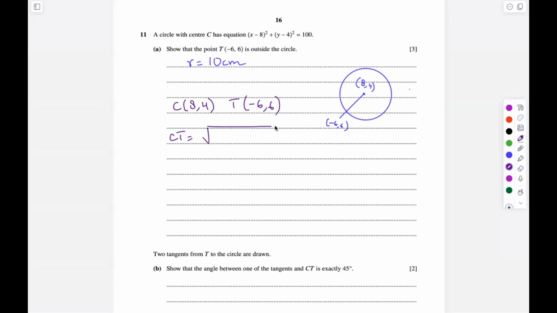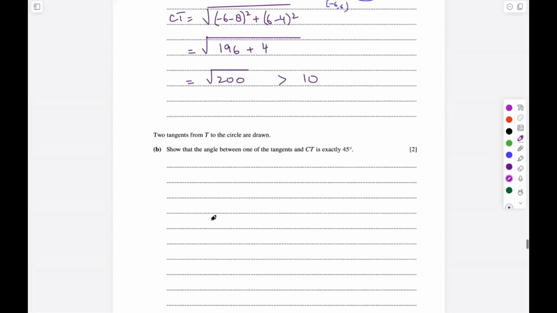So applying the distance formula for CT, we get (x2 minus x1), which is (minus 6 minus 8) whole squared, plus (6 minus 4) whole squared. So minus 6 minus 8 is minus 14, and minus 14 whole squared will be equal to 196. And 6 minus 4 is 2, so 2 squared will be 4. So the distance CT is equal to the square root of 200. And as this is greater than 10, it means that the point T lies outside the circle.